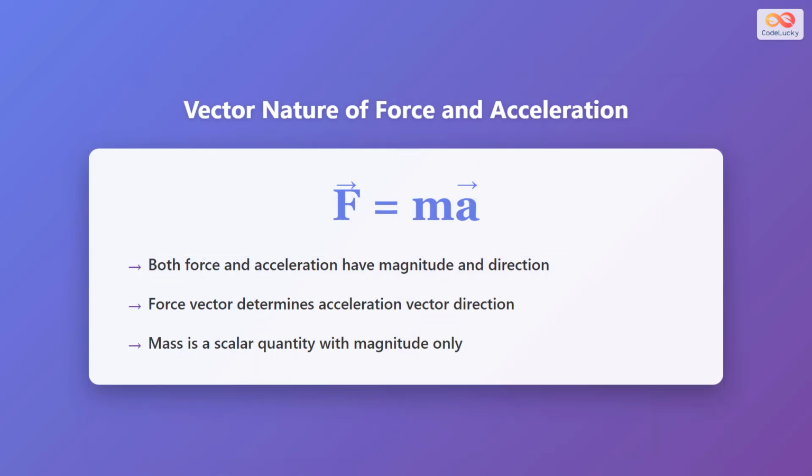An important aspect of Newton's second law is that both force and acceleration are vector quantities. This means they have both magnitude and direction. The equation can be written with vector notation, showing arrows above F and a. The force vector determines the direction of the acceleration vector. However, mass is a scalar quantity, meaning it has magnitude only, with no direction associated with it.